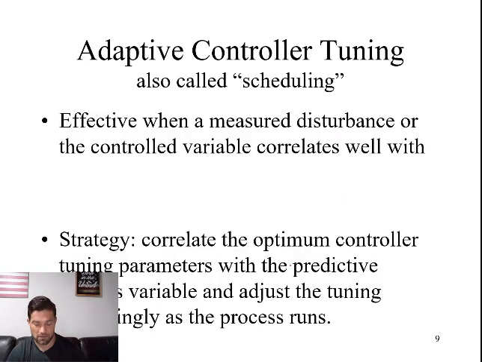All right, the next strategy to improve PID control is called adaptive controller tuning. This can also be called scheduling. This is really necessary when our system is very nonlinear and subject to large disturbances. It is effective when measured disturbances or the control variable correlate well with nonlinear process changes.